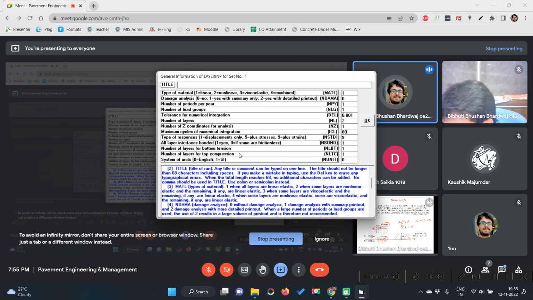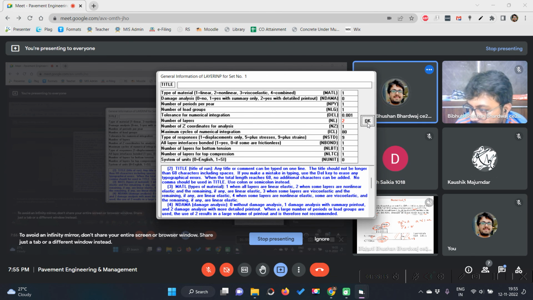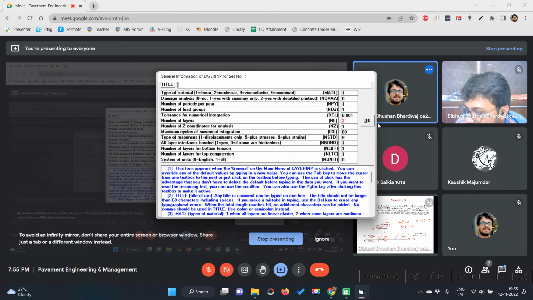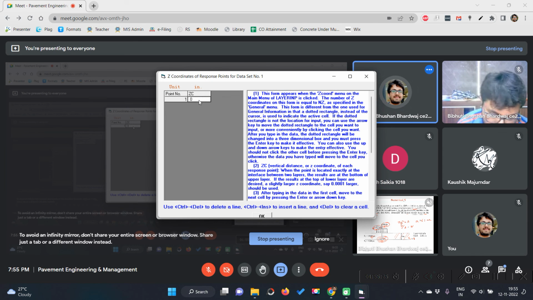All the interfaces bonded, yes. Bottom pencil. And system of units, what shall I write? 0 or 1? So imperial units, sir, English. So 0. Yes, sir. Okay. So in z coordinate, it's done. Z coordinate, what is the value of z? So 8 inches.